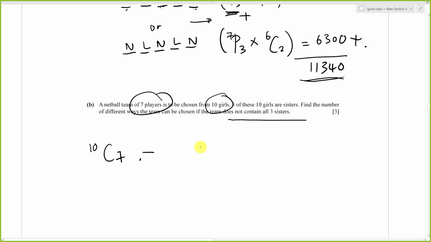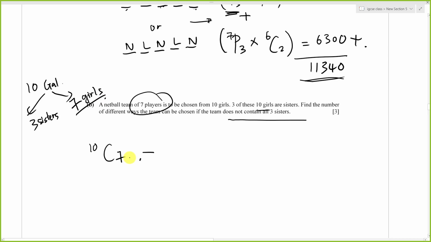Alright, I need to minus the chances you have 3 sisters here. So if I want to get 3 sisters, right, because among the 10 girls, 3 of the 10 girls are sisters, right? So that means the 10 girls here, I will actually separate them into 3 and 7. Because these 3 here are the sisters, and then this one is just the normal girls. Meaning they have no relationships.